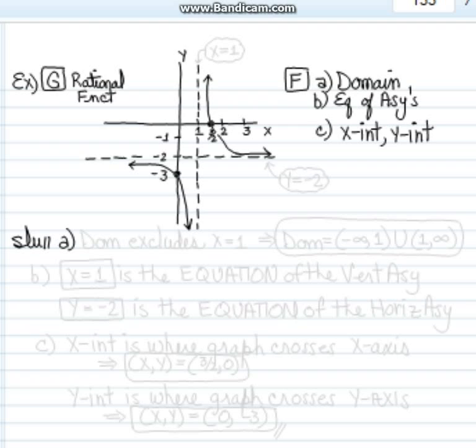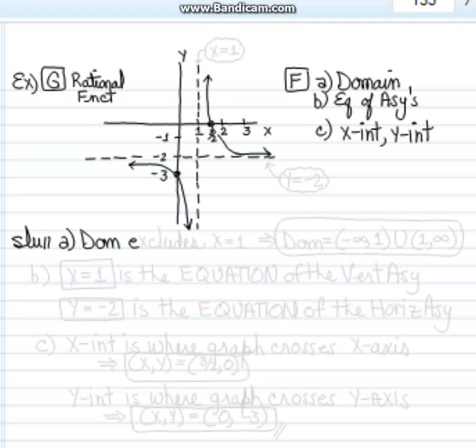Here we see a graph of a rational function, and we can get information by just looking at the picture. We can see the asymptotes in the actual graph. They ask us to find the domain of this function, the equation of the asymptotes, and the x-intercept and the y-intercept. So let's start with part A.